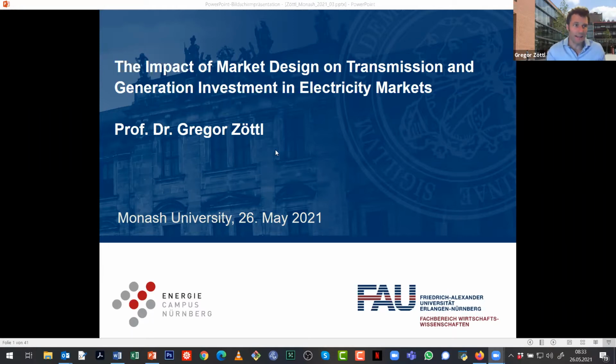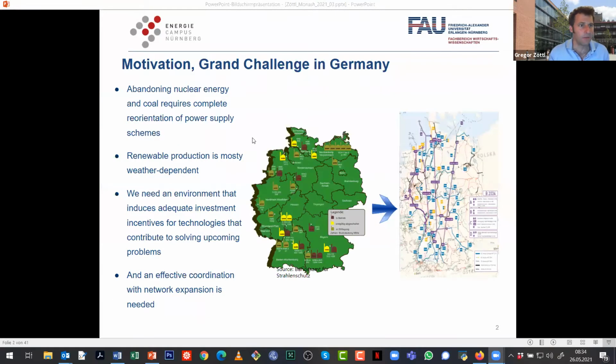So the title of the presentation is The Impact of Market Design on Transmission and Generation Investment in Electricity Markets. Actually, the main focus of this work is to look at the market design in electricity markets in the long run, where we have big challenges. For example, in the European and the German system, how to coordinate in the long run proper placement of generation investment, and also the closely related network investment issues, which somehow have to be such that the whole system properly works. And so especially in Germany, we have the following challenges.